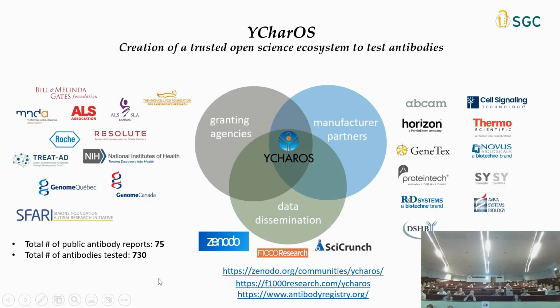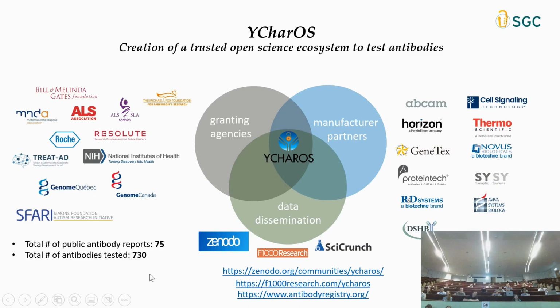Okay, so once we have the data, we put them together into these small antibody reports, where we publish the standard operating procedure that had been agreed upon by everybody on the crack board. So we use those agreed upon procedures. We present the data in its rawest form possible. We put it onto Zenodo. You can find it at Zenodo or the YCharOS website.